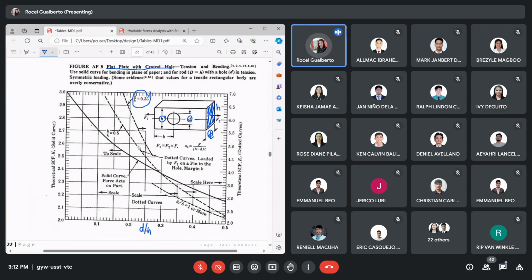Now, for the value of Kt, we can read it on the left or on the right. If you used the dotted curve, you read on the right. But if you used the solid curve, you read on the left. Say, for example, our d over h is 0.1, and you bring it to the solid curve. Where do we read? On the left. So what value of Kt did we read here? Kt is equal to 2.7.